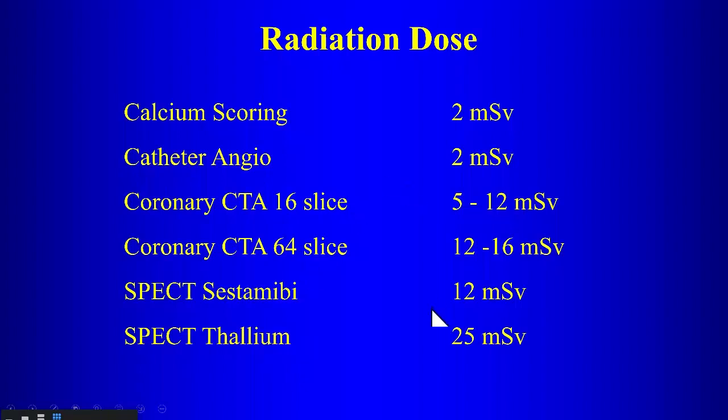So these are the radiation doses. With 64 slice CT, if you do a full retrospective gated CT study, it's on the order of 12 to 16 millisieverts. We can get that down now, and we'll talk about how we do that to reduce it even more. But SPECT thallium is 25 millisieverts. A Sestamibi scan is 12 millisieverts. So the Sestamibi scans, the SPECT studies that they're always ordering on these cardiac patients, are on the same order as far as radiation dose as a full-blown retrospective gated CT scan of the heart.